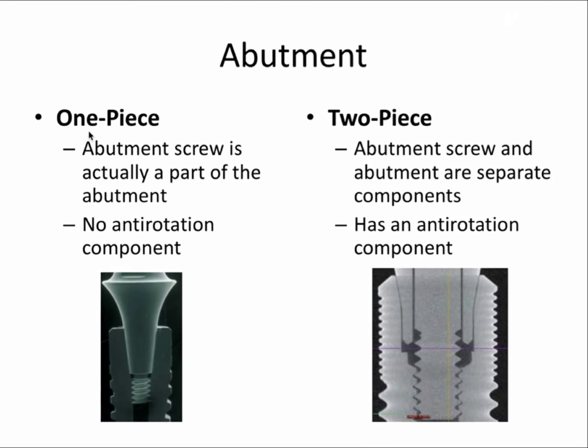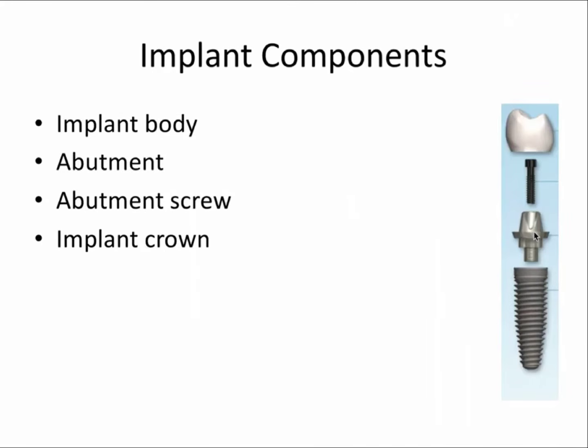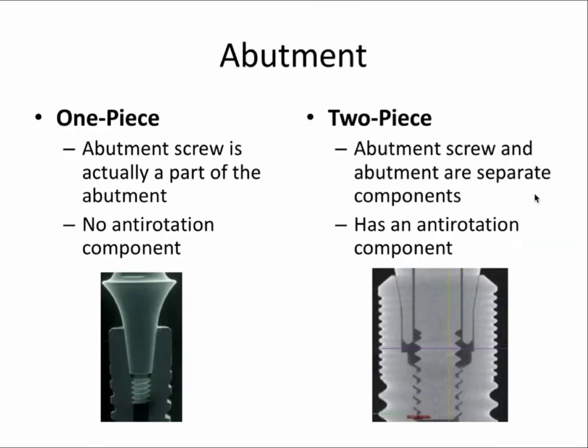So the one-piece abutment combines the abutment and the abutment screw into one component. So if we go back to the schematic, that's combining the abutment and the abutment screw into one big piece. So the screw is actually a part of the abutment. And so the whole thing screws into the inside of the implant body. And this beautiful cross-section image here shows that abutment adapting to the inside of the implant body, and then that screw holding it in place.